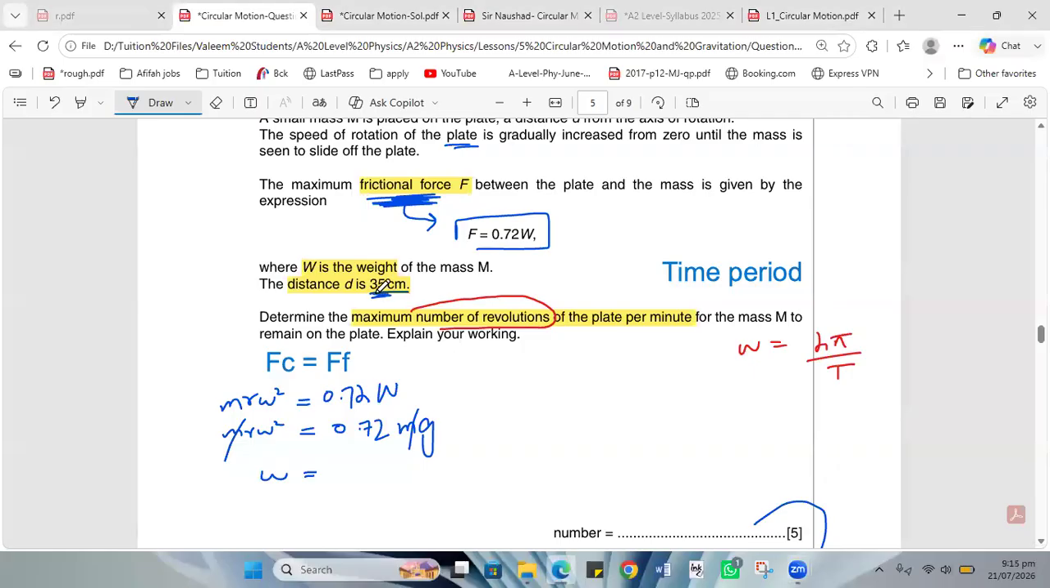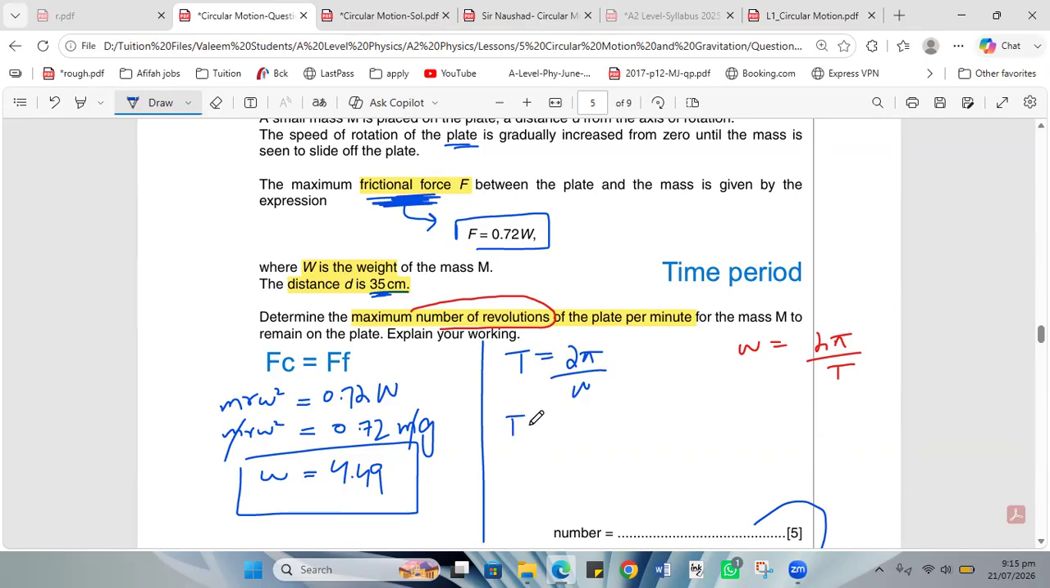Do convert 35 centimeters to meters. Omega is 4.492 radians per second. Okay, 4.492 radians per second. Perfect. Now let's use the formula time period equals 2 pi upon omega. What do you get the time period as? 1.39 seconds.